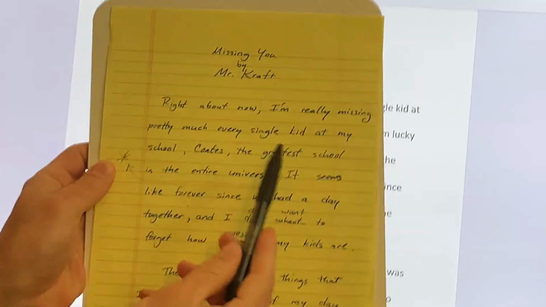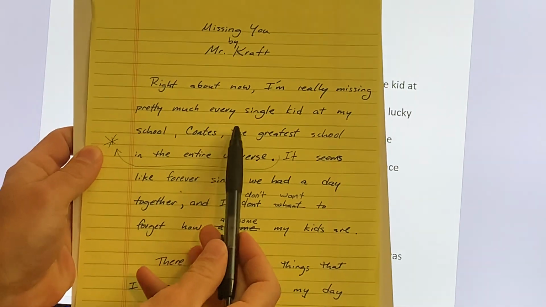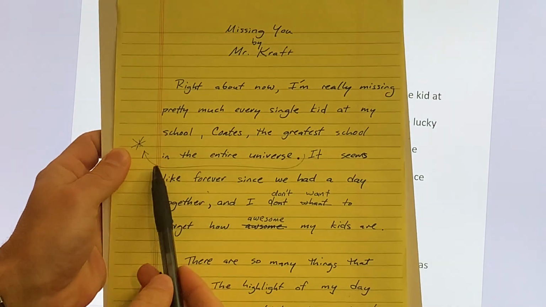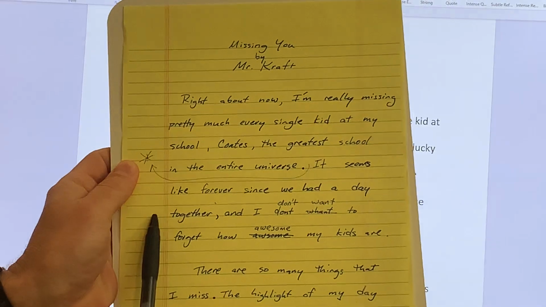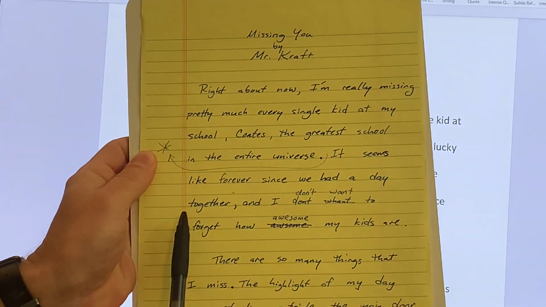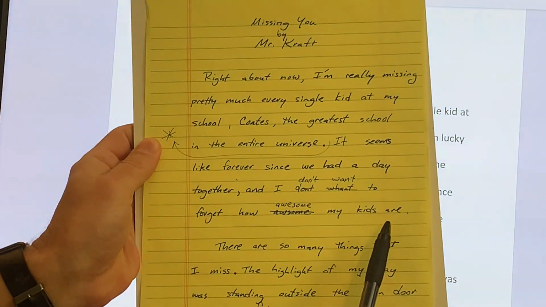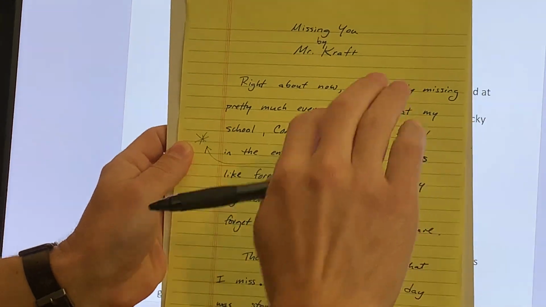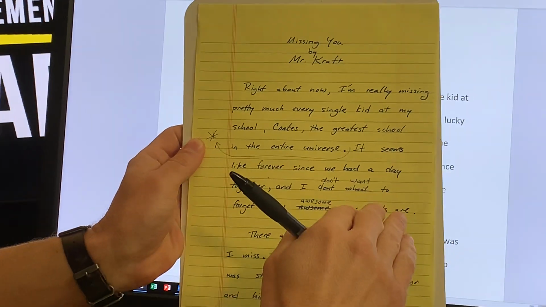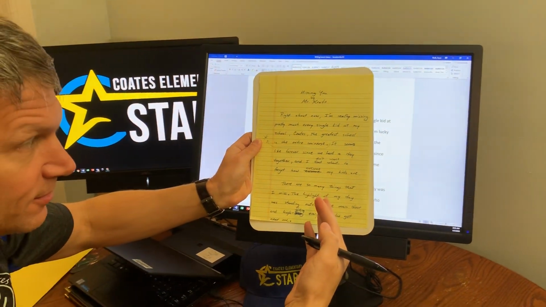Right about now, I'm really missing pretty much every single kid at my school, Coates, the greatest school in the entire universe. It seems like forever since we had a day together, and I don't want to forget how awesome my kids are. Pretty good opening. Revising means I put some changes, I add some things, trying to make it sound a little better.